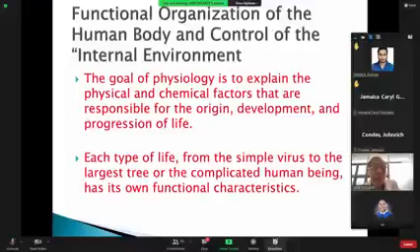Each type of life, whether it is a simple bacteria or virus, to the largest animal or tree, or the complicated human being, is covered in physiology to talk about the functional characteristics of every type of life. So we have cell physiology, physiology of the bacteria, the virus, plant physiology, and human physiology, talking about functional characteristics of the human body.